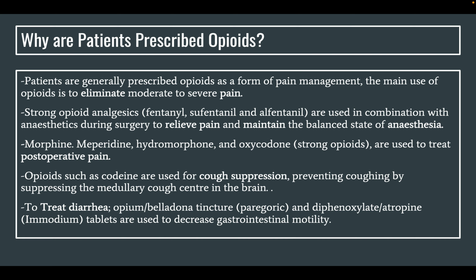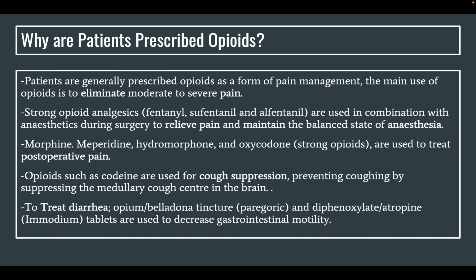Why are patients prescribed opioids? Patients are generally prescribed opioids as a form of pain management. The main use of opioids is to eliminate moderate to severe pain. Strong opioid analgesics such as fentanyl, sufentanil, and alfentanil are used in combination with anesthetics during surgery to relieve pain and maintain the balanced state of anesthesia. Morphine, meperidine, hydromorphone, and oxycodone, which are strong opioids, are used to treat post-operative pain.